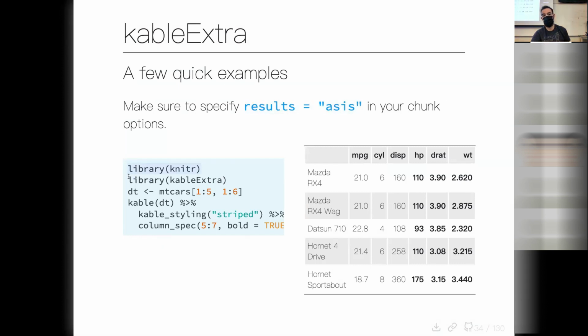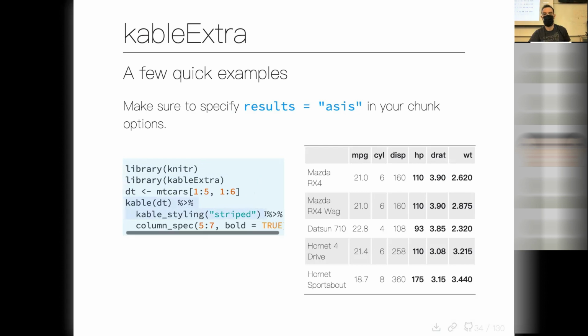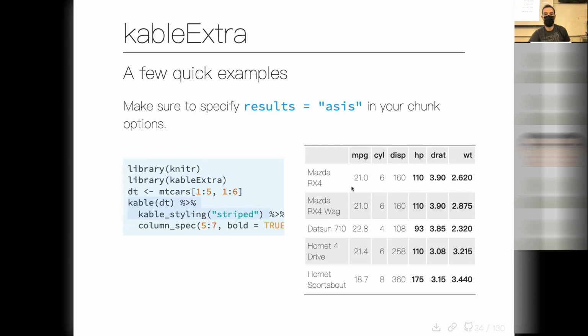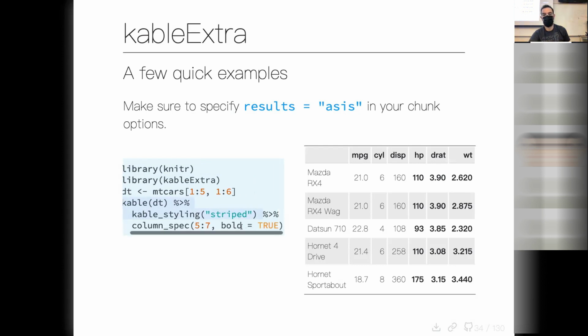I have to load knitr and then kableExtra, and then I have this thing I'm calling DT, and I'm just taking the first 5 rows of mtcars and the first 6 columns. Okay, and then I call kable on DT, and then kable_styling, and I say striped, and then I can pass that to column_spec and say columns 5 through 7 are going to be bold. Okay, so 5, 6, 7, they're bold.